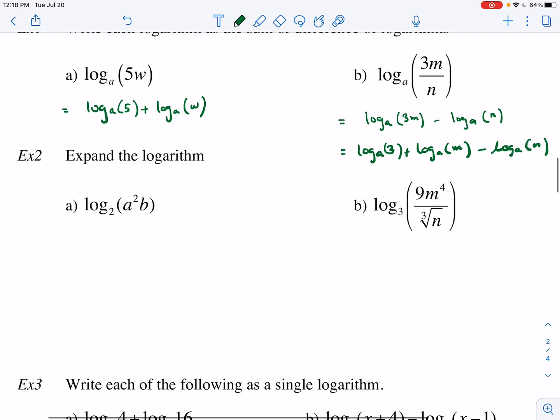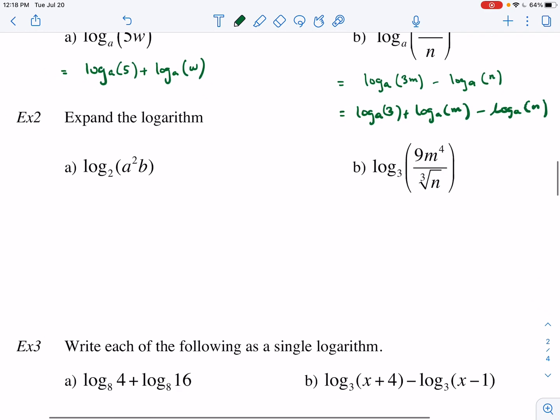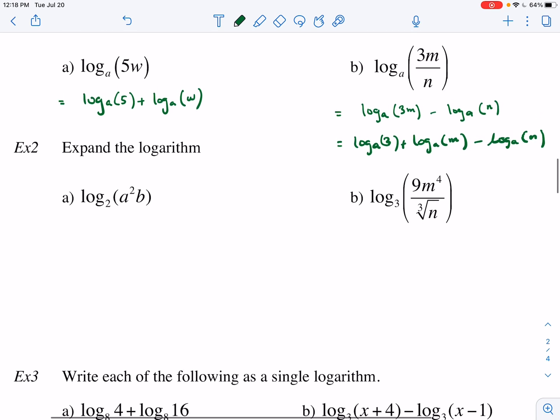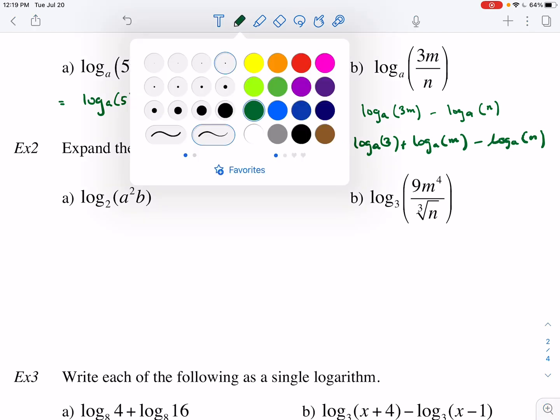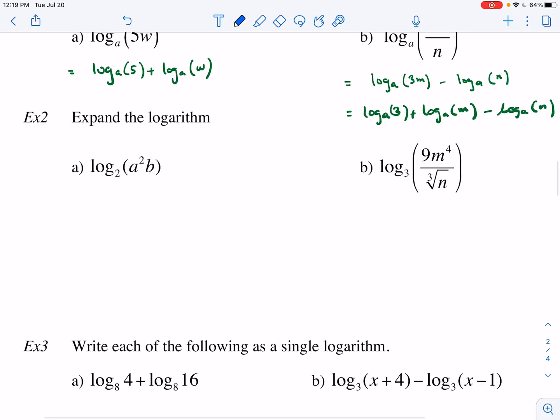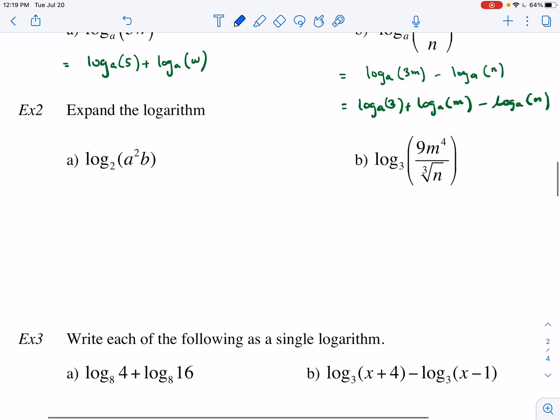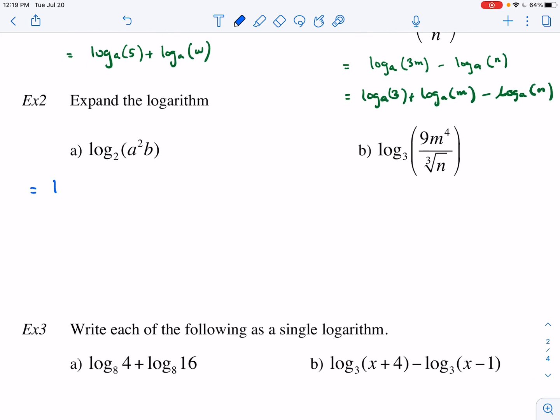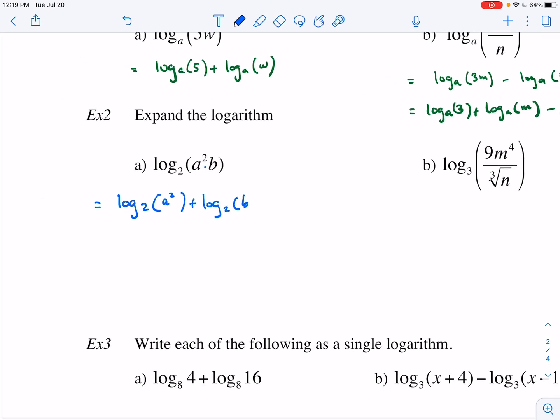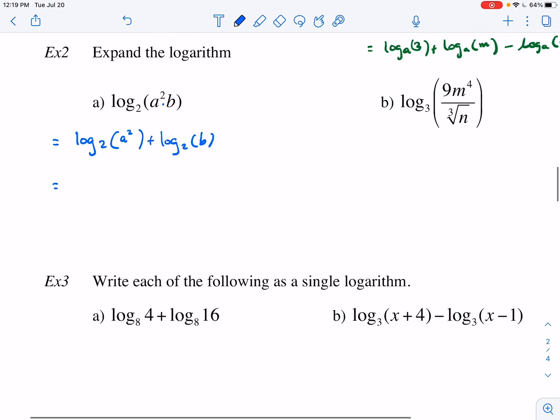Okay, let's do example 2, and this is using the product, quotient, and power rule all together. So part A said log base 2 of the product of a squared times b. First we apply the product rule. So we get log base 2 of a squared plus log base 2 of b, right? That's the product rule of logarithms. And then we can apply the power rule next. So bring down the 2. That's 2 times log base 2 of a plus log base 2 of b, right?